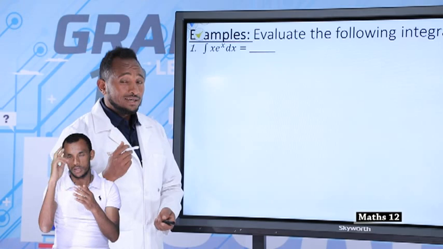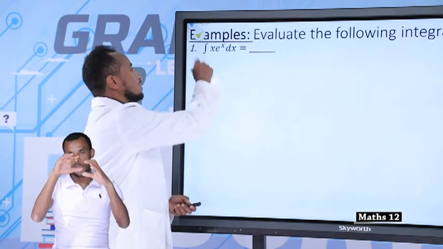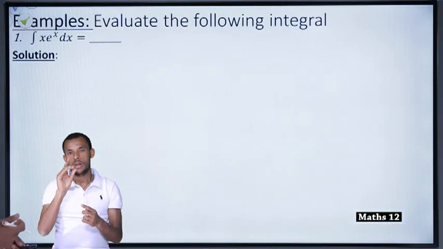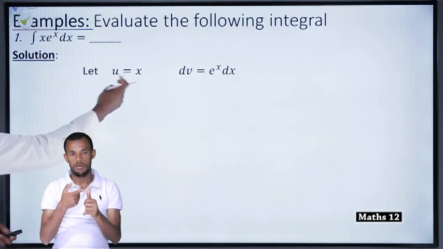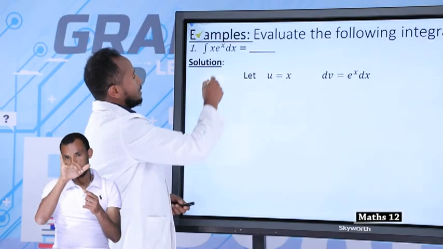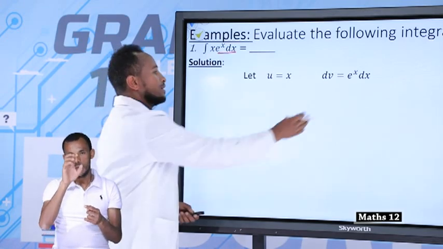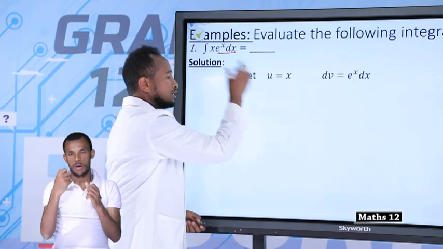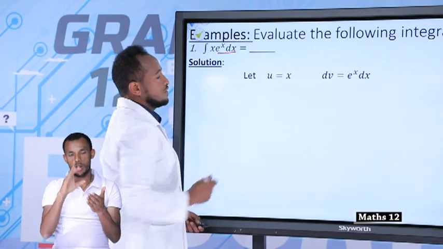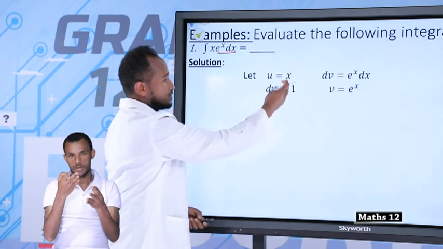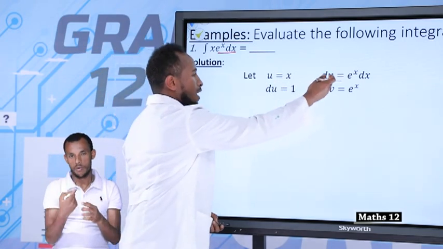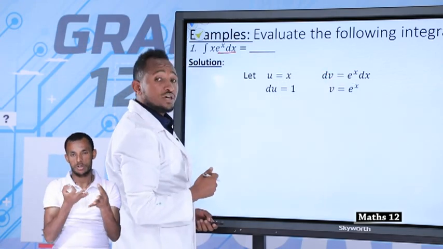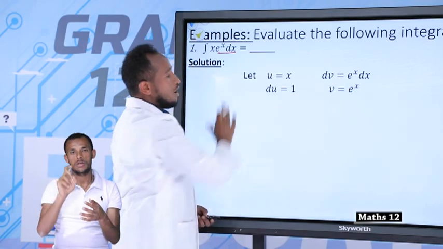In this case, to apply integration by parts, you have to let one of the functions be u and the other function be dv. So let x be u. We assume x to be u and e raised to x dx to be dv. From this, you can find du, the derivative of x, which is 1. And from dv, you can find v, the integral of e raised to x dx, which is e raised to x itself. So we have found this.